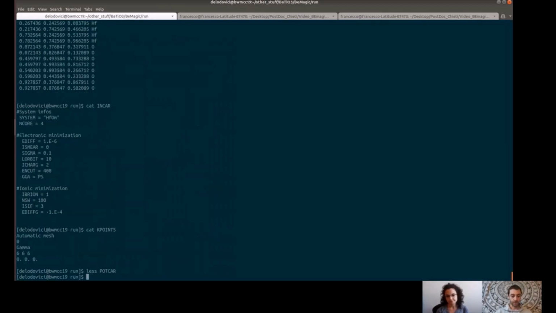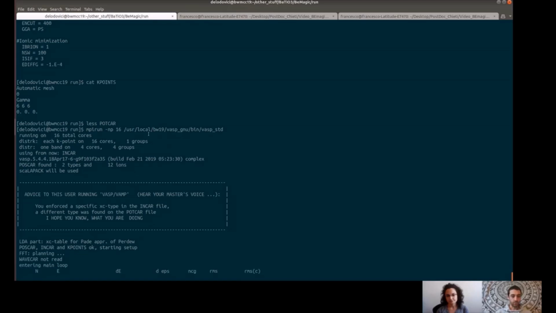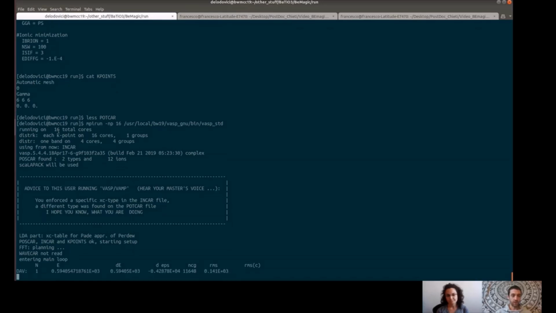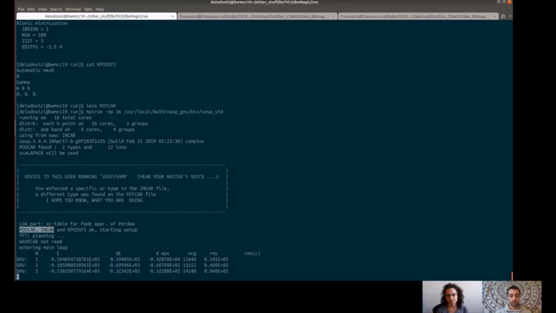Now, what you have to do in order to run the simulation is just to call the VASP executable, and you can see that it will print the output line by line. So you have some initial, very general information about the simulation, and then you can see that it's reading the POSCAR and the INCAR file, and then step by step the information from the self-consistent calculation is printed.